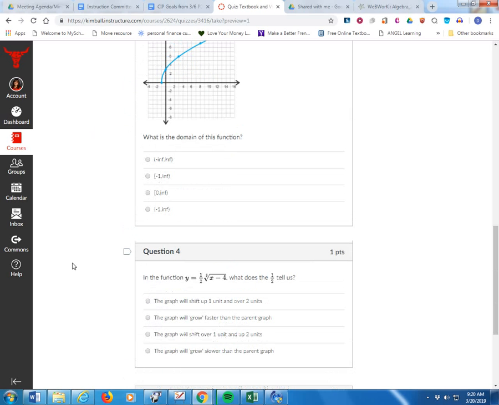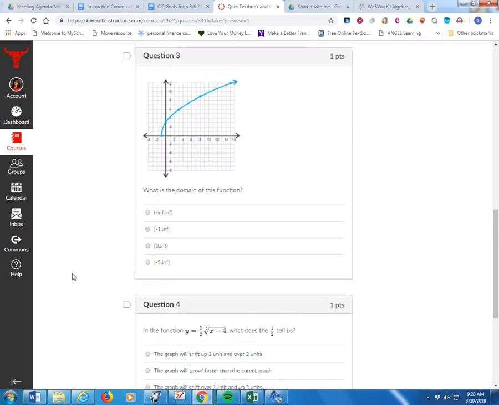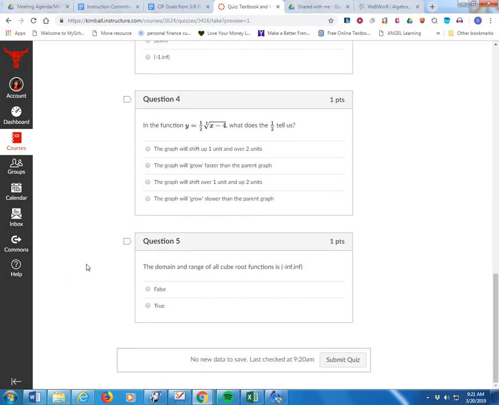Question 3, what's the domain of this function? Bracket -1 to infinity. Why a bracket? Because that point is on the function. It's closed. Bracket means it includes, and when you close a circle, that means it includes. If the circle is open, that's the same as a parenthesis. Good question. Question 4. In this function, 1/2 times the cube root of x minus 4, what does the 1/2 tell us? It grows slower. Yep. And in question 5, the domain and range of all cube root functions is negative infinity to infinity. True. There's no restriction there.